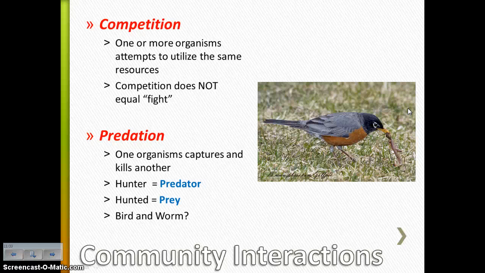And then you have predation, which is where one organism hunts and kills another. The hunter is the predator, of course. The hunted is the prey. So in the case of our bird and our worm here, the predator would be the bird. The prey would be the worm.